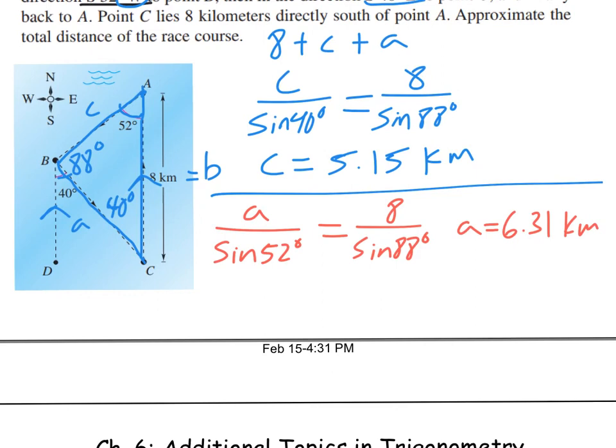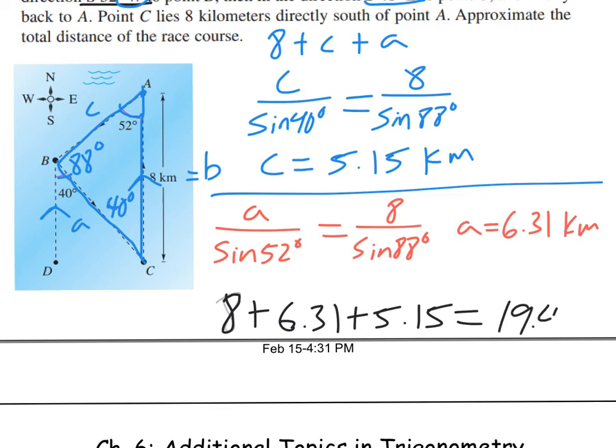All right, so total length of the course would be 8. Whoop, wrong marker. We knew that one, plus 6.31 that we just found, plus 5.15, giving you a total distance of 16.46.